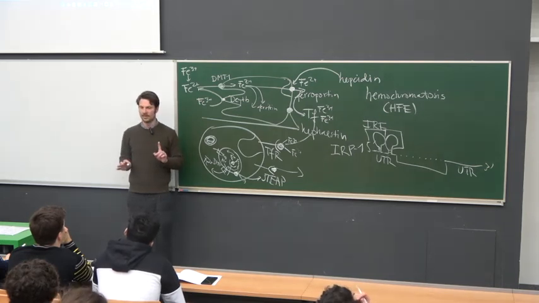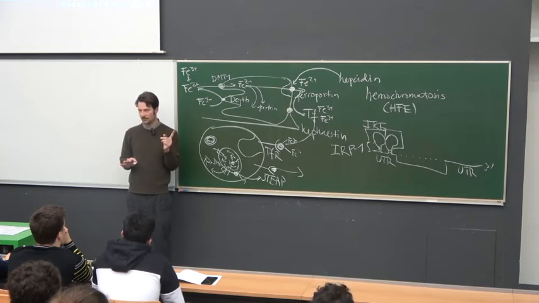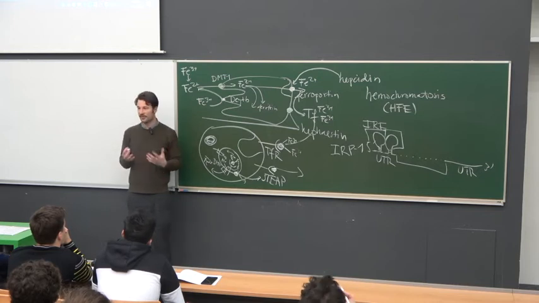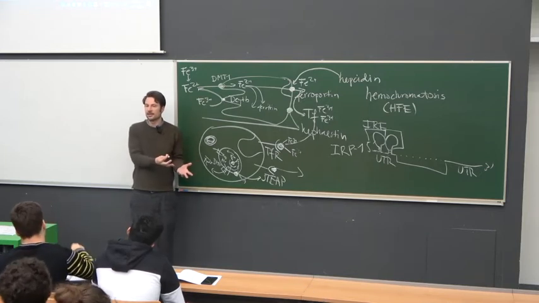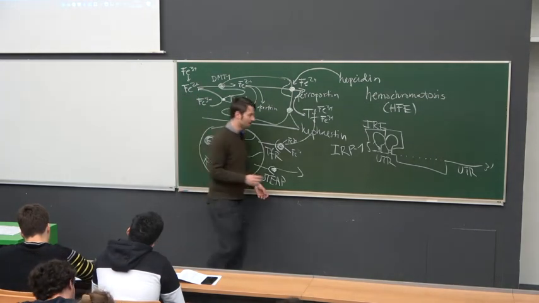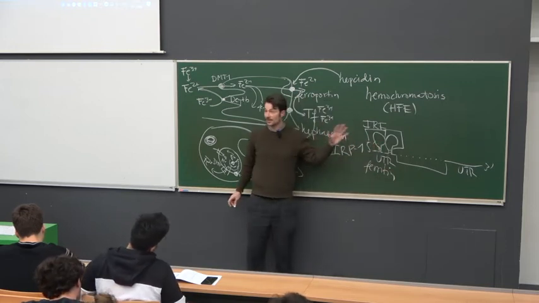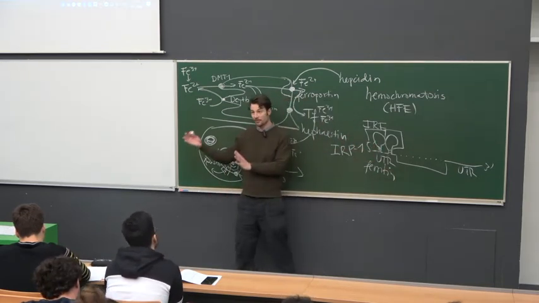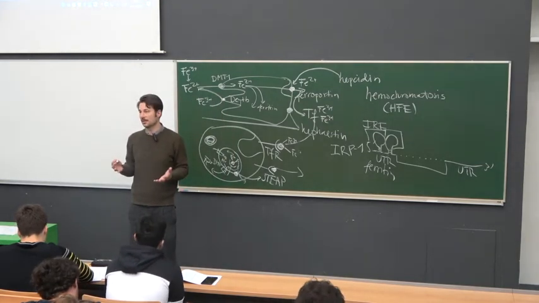No. If there's not enough iron, we'll need a lot of transferrin receptor. So it's the other way around. But for example, we don't need ferritin, because we don't have enough iron, so what would be the point of making ferritin, which, as we said, is to put away excess iron? So ferritin does have, indeed, IREs in the 5' region, and when there's not enough iron, it will not get translated.